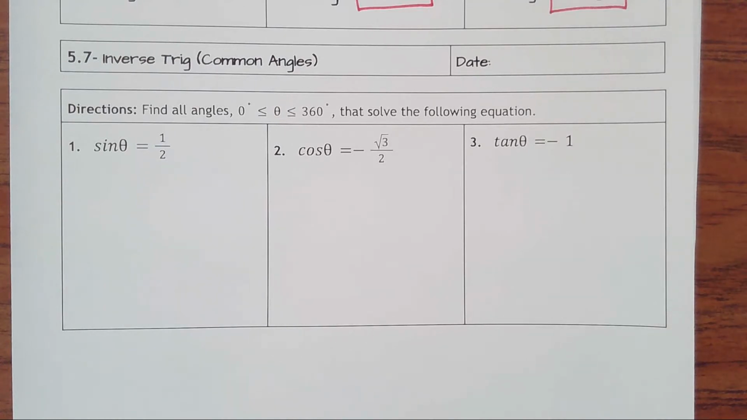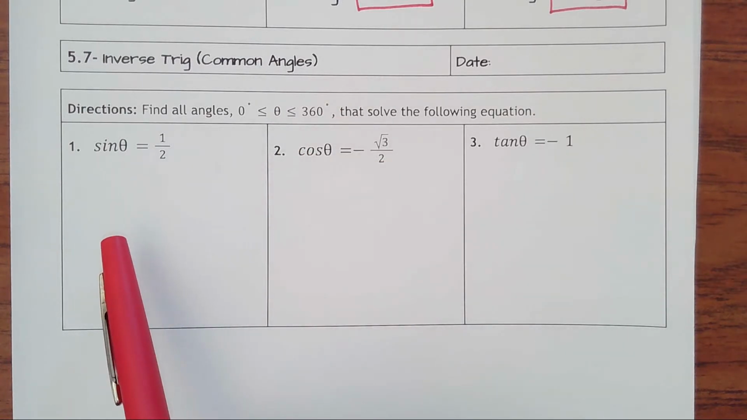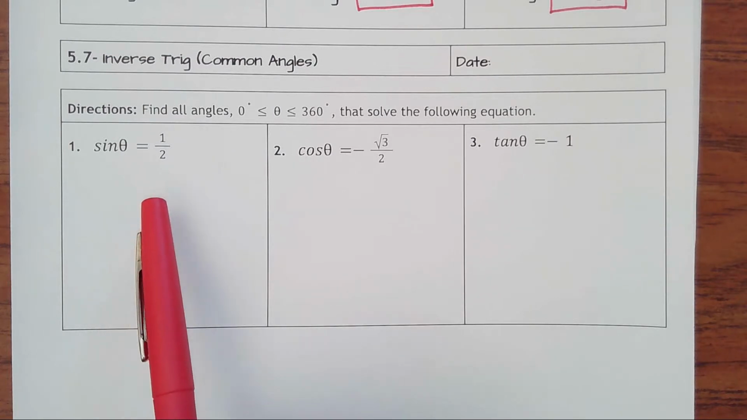5.7 Inverse trig of common angles. Find all angles between 0 and 360 degrees that solve the following equations. First one is sine of what angle would be a half. So you can think through this in your head with the triangles.